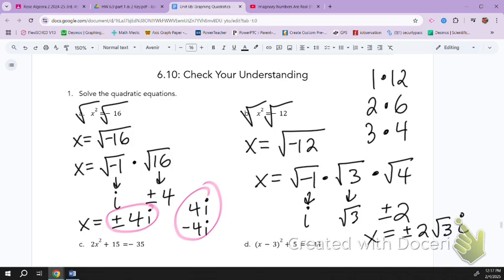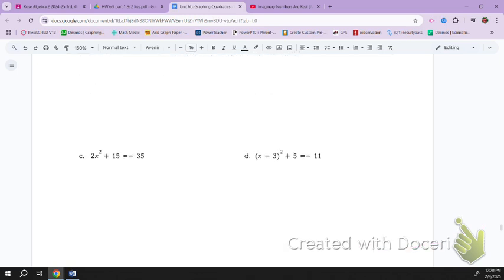It is a lot. It is crazy. Let's move on to C. Let's move on to D. C and D is what you're going to see on your test. So what should we do first?